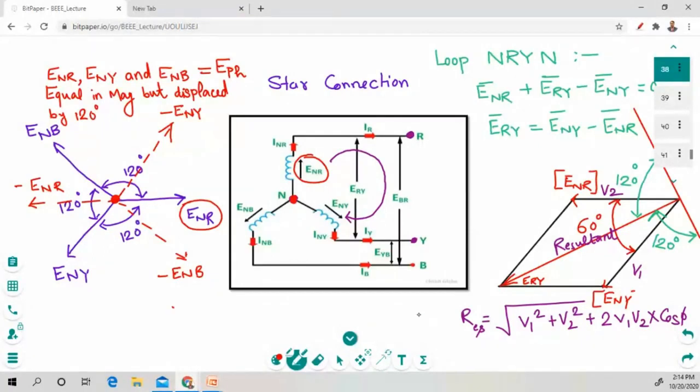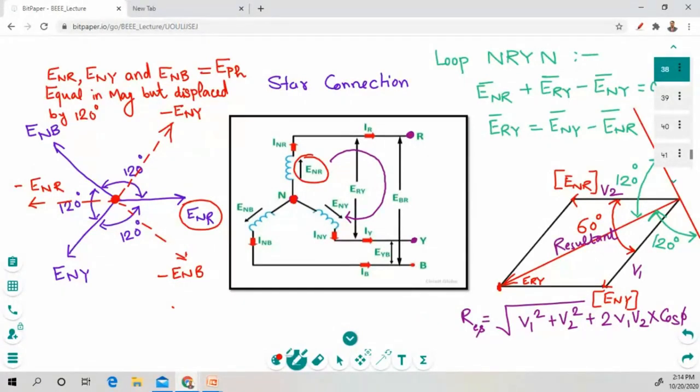Second phase is EY. If we want to create a resultant, we have to draw the perpendicular from ER and perpendicular from EY, and they meet at some point. This is called the resultant. Okay. So how to calculate the resultant for two vectors?